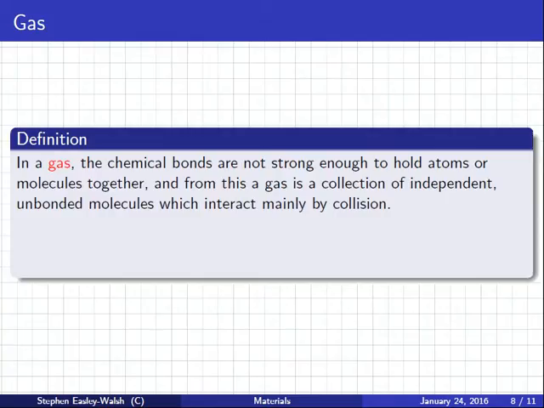They just move wherever they want, and the only interaction is collision. So maybe they hit, but that's all. So they're not strong enough to hold the atoms or molecules together. They just move away. Okay, so if you can get that.